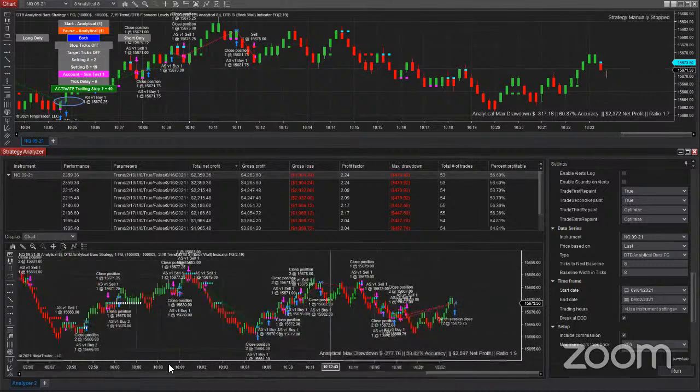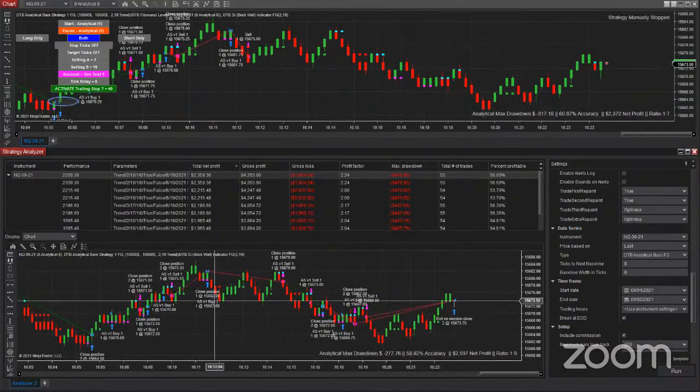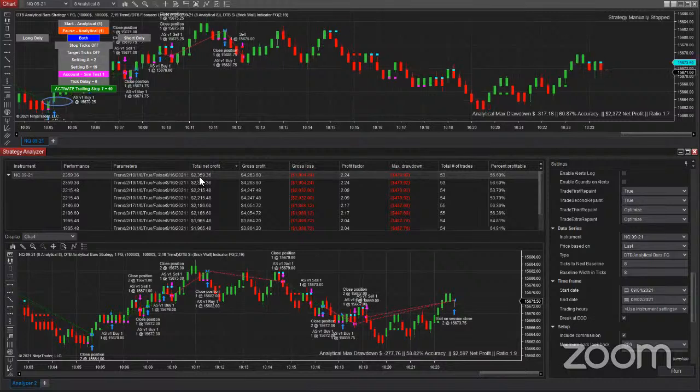So there's the analyzer. And thank goodness we didn't have the strategies active right now, because the analyzer is still showing us that it had more losing positions than winning positions at this stage. Even though the profit is still very high, it's more from the previous trades that have entered.